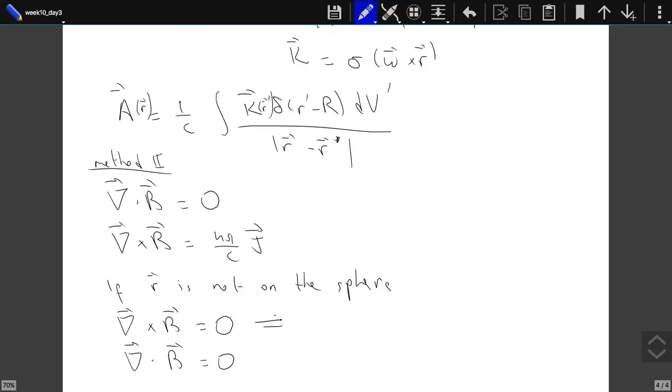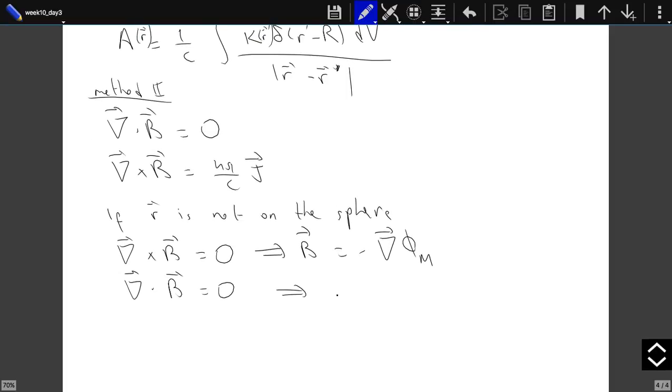So we can define a scalar potential. We can write B as minus the gradient of some function, since its curl is 0. And since the divergence of B should also be 0, the Laplacian of this phi m should also be 0. So this is the scalar magnetic potential. You can write the scalar magnetic potential in a region where there are no currents. J is 0, curl of B will be 0, so you should be able to write B as the gradient of some function.